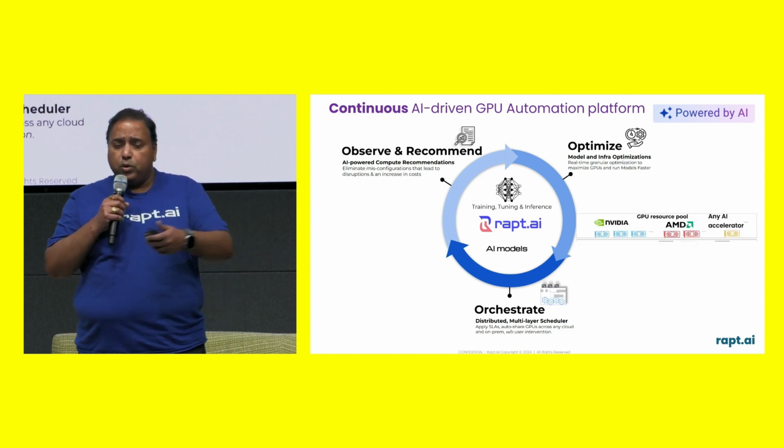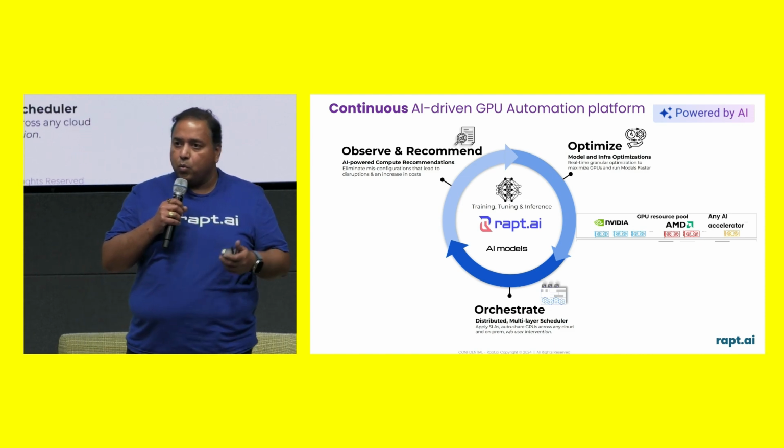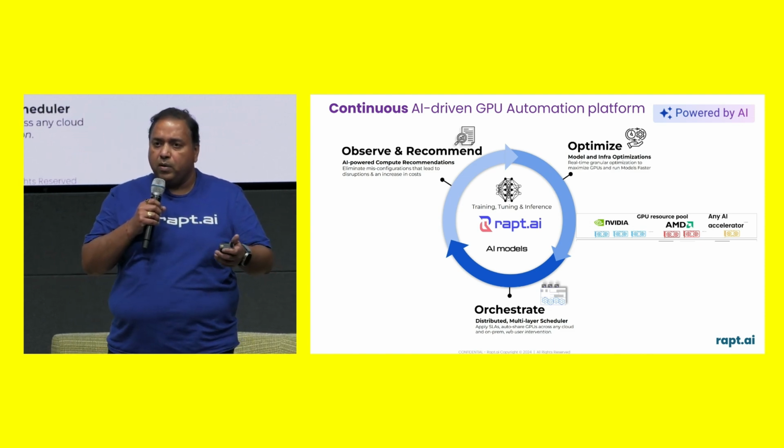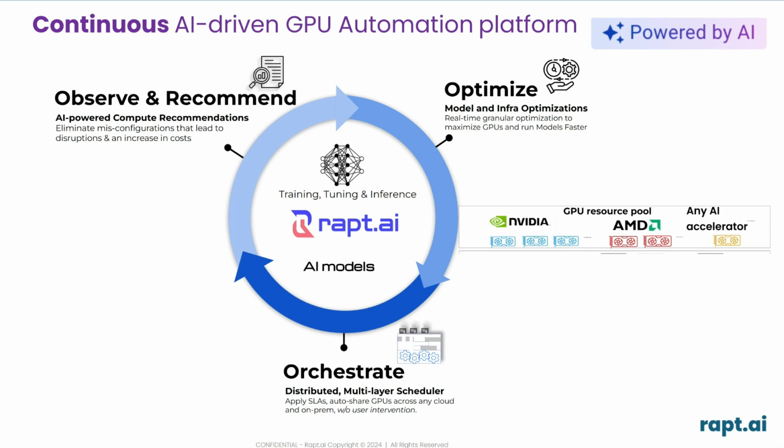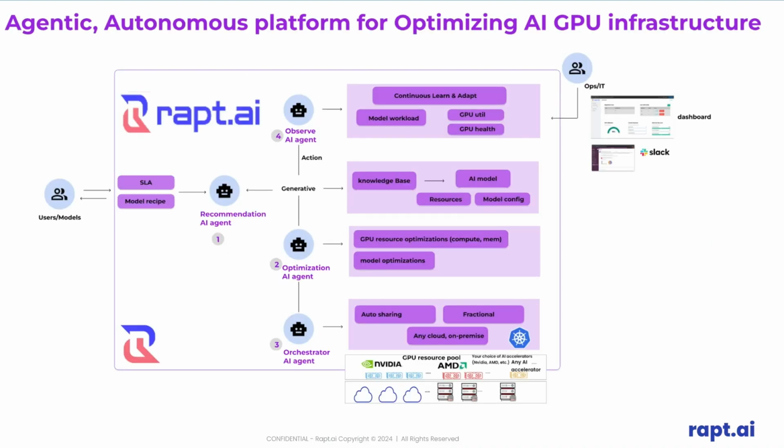And can I do this across not just one set of GPUs or one GPU model? Can I do it across the board, right? Can I apply it for NVIDIA GPUs, AMD GPUs, and also work with any new accelerator or new chip that is coming into the market, right? I can just apply this framework on the platform, and this can be completely agentic.